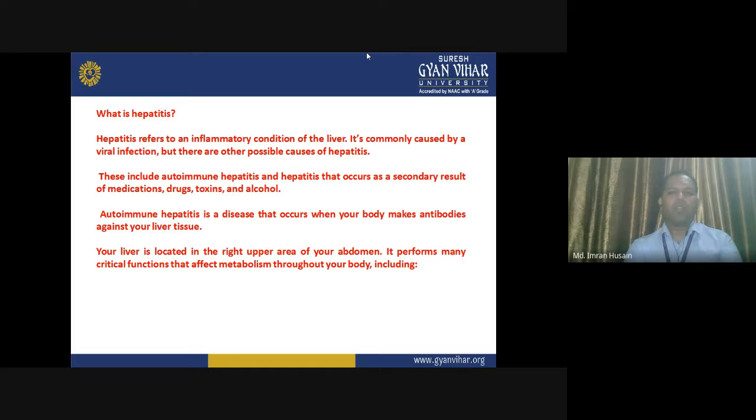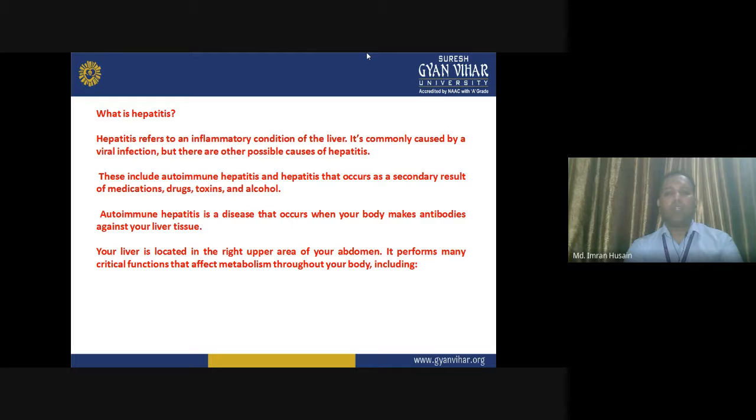Autoimmune hepatitis is a disease that occurs when your body makes antibodies against your own liver tissue, which means your immune system is not able to recognize the liver as its own, and it starts to attack the liver tissue. Your liver is located in the upper right area of your abdomen.